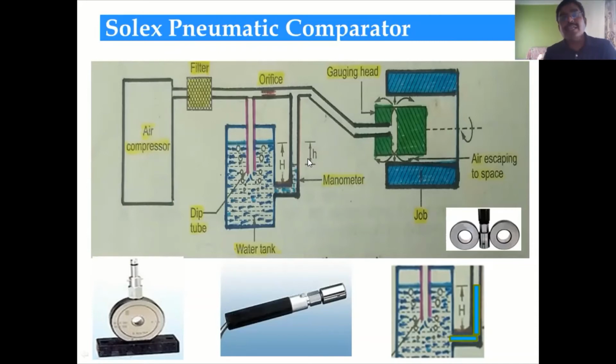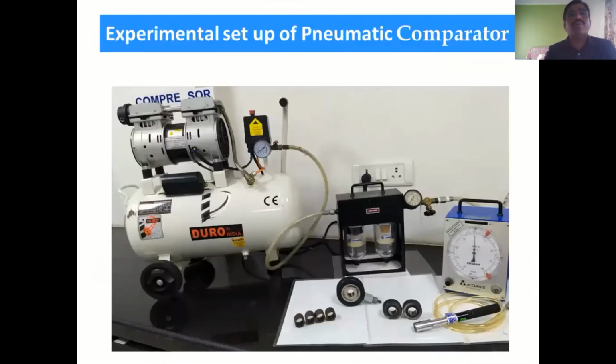Here H is nothing but the deviation of that component which has to be measured. So in this way, the Solex pneumatic comparator works. I will show one more setup of the pneumatic comparators, which we are also using in our lab.